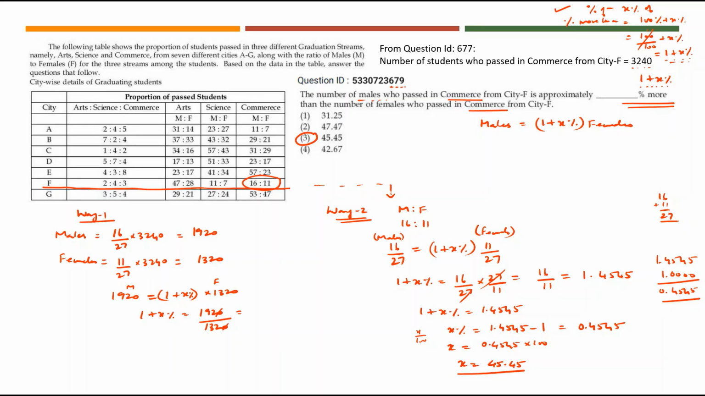This will again give a value of 1.4545, because when you cancel 12 into 16 divided by 12 into 11, you will ultimately get 16 by 11. So instead of calculating males and females and arriving at the same 16 by 11, you can just use this ratio and find it out. What you can do is you can just equate 16 is equal to 1 plus X percentage into 11. Just bring it to the other side and then you can carry on with the calculation.